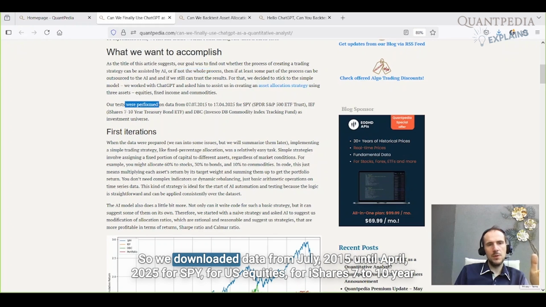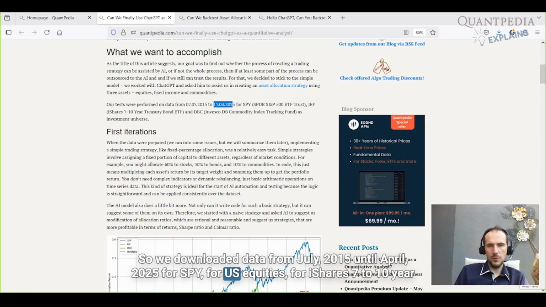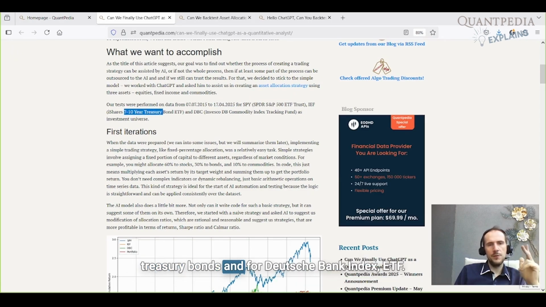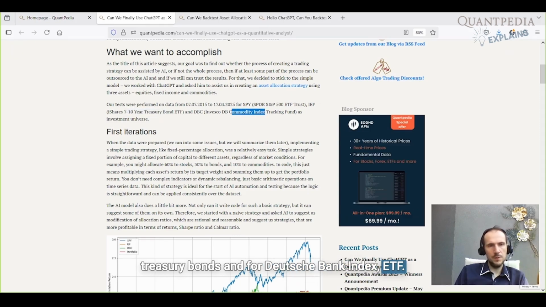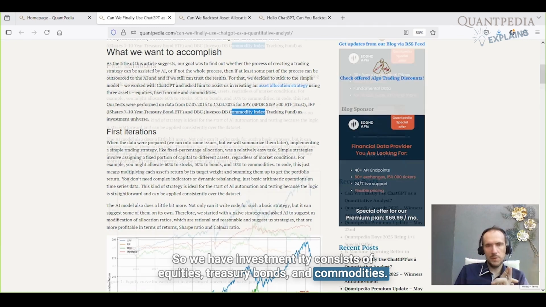So we downloaded data from July 2015 until April 2025 for SPY, for US equities, for iShares 7 to 10 year treasury bonds, and for Deutsche Bank commodity index ETF. So we have an investment universe that consists of equities, treasury bonds, and commodities. So what is the result?